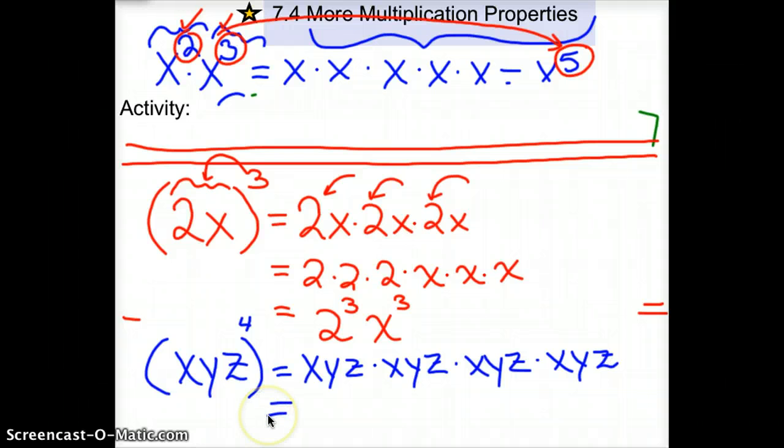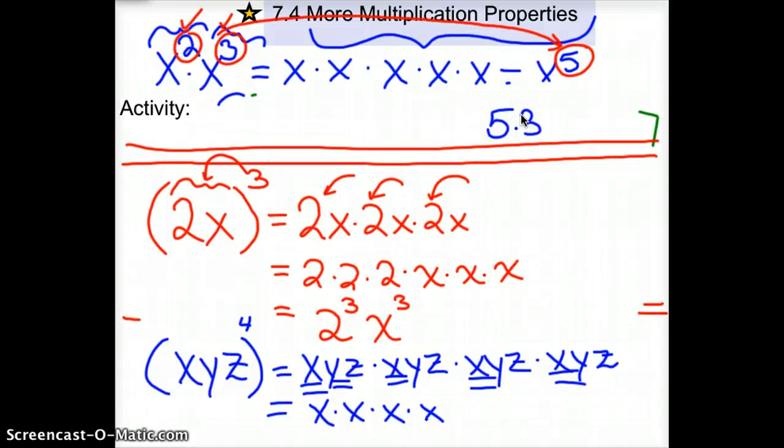I'm going to put all my like bases together, so you'll see I have 1, 2, 3, 4 x's here. So I'm going to go x, x, x, x. Again, order does not matter in multiplication. So if you're 15, you could tell me I'm 5 times 3, and if I said, nope, you're 3 times 5, it really does not matter. Both are 15. So it's perfectly legal for me to rearrange these with multiplication. So then I've got 1, 2, 3, 4 y's, and 1, 2, 3, 4 z's. What a pain that was.